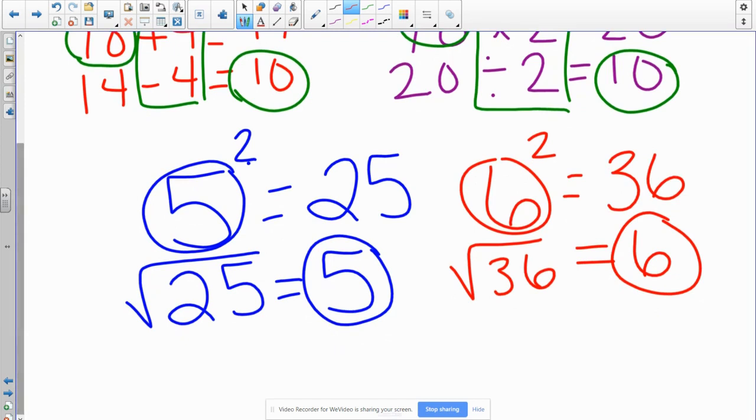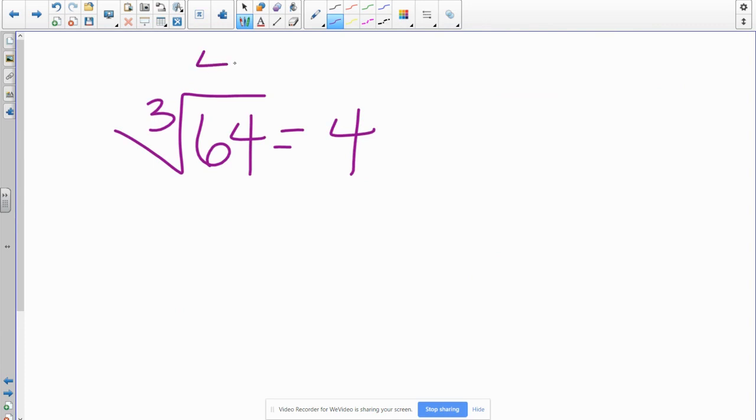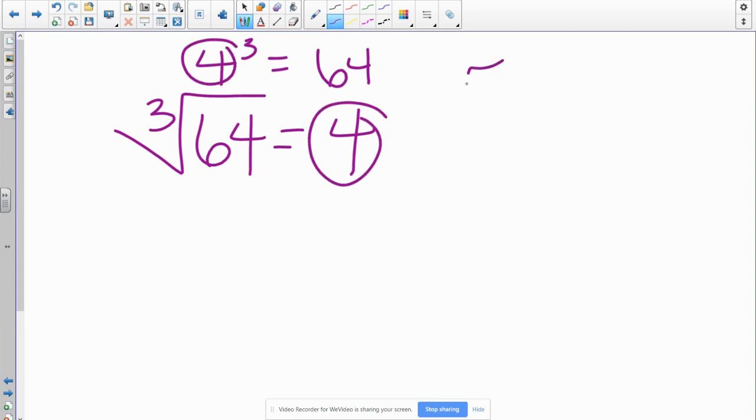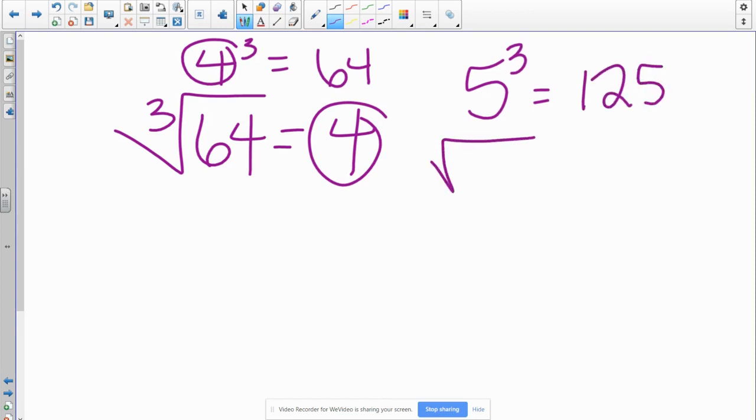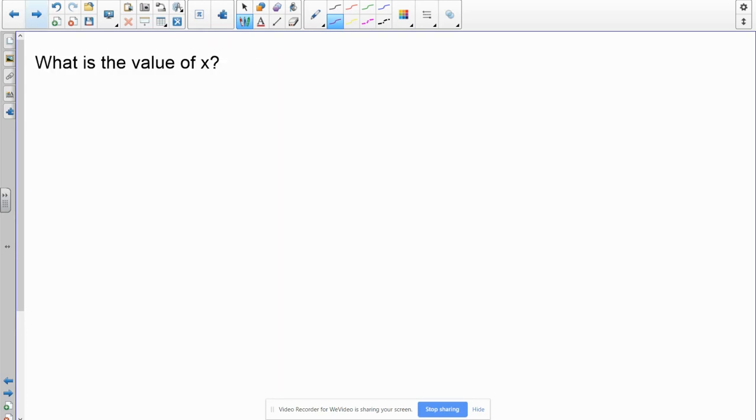Same thing if we cube. Let's say the cube root of 64 is 4. So if we took 4 cubed, it's 64, and then we cube root that 64, it goes back into 4. Or 5 cubed equals 125. So the cube root of 125 goes back to 5. So notice again that if we cube and cube root, we undo the math. We undo the inverse of those operations.